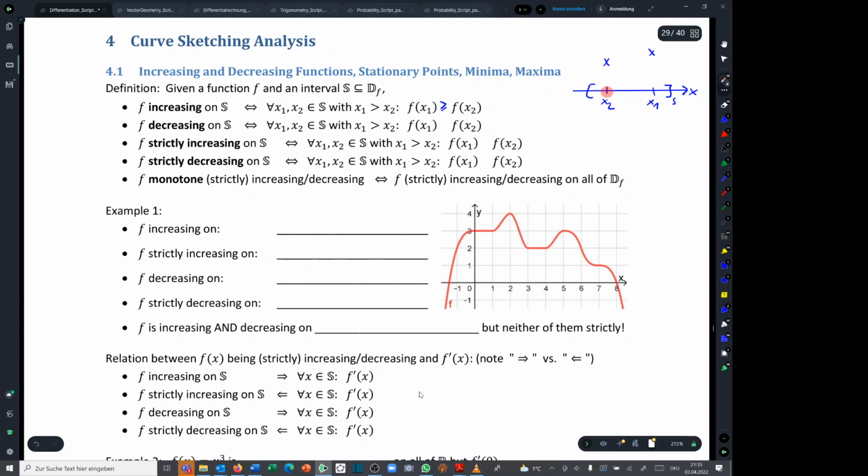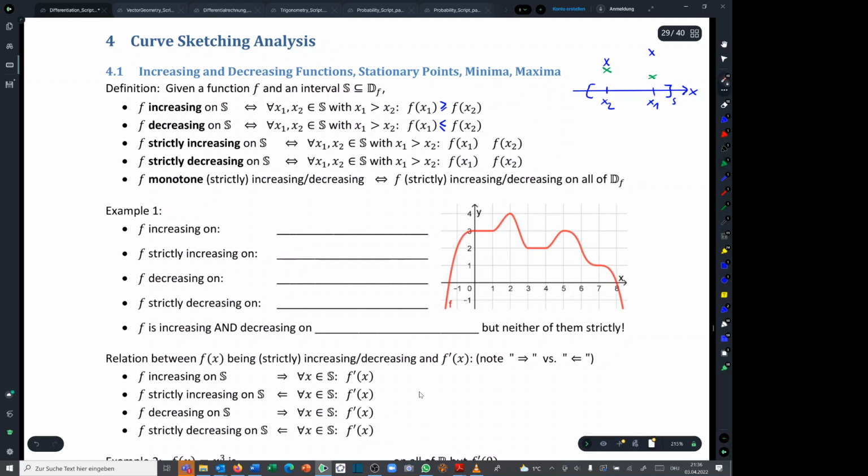If this now holds for any two x1 and x2, if I take here x2 and here x1 or whatever I like, if everywhere I have this that it's going up, it means it is increasing on the whole interval s. The same way I can now define decreasing. Again, still x1 is to the right of x2. Now it's decreasing if f of x1 is smaller or equal to f of x2. So I have, for example, here the x2, then the f of x1 has to be just smaller or equal.